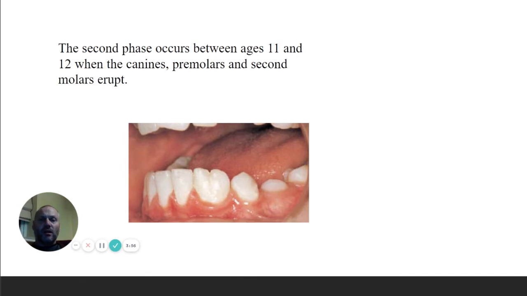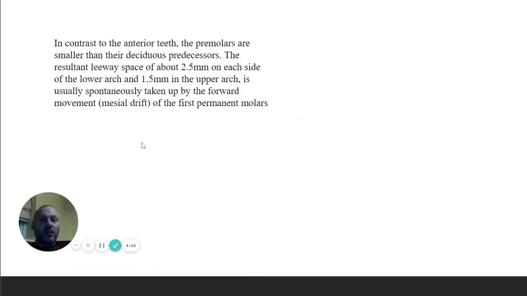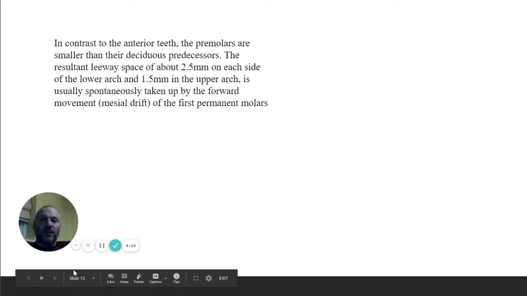You've got a person between the ages of 11 and 12 with canines, premolars and second molars pushing through and erupting. Premolars are actually smaller than their deciduous counterparts, and space can be taken up by forward movement of the permanent molars. So effectively everything's pushing around to find their space and to find their positions.